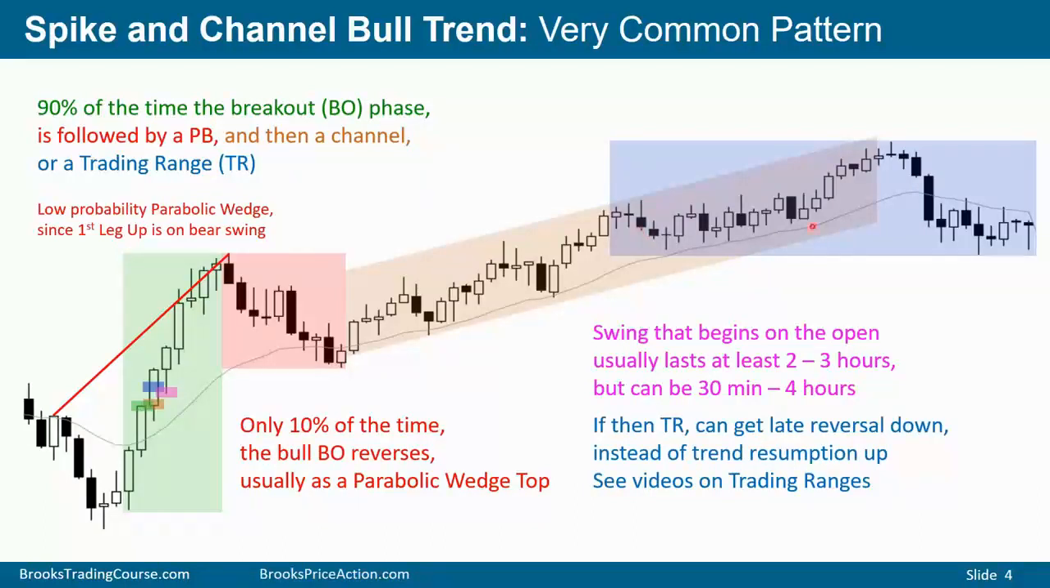Once you start to evolve into a trading range, you can get a late reversal down instead of trend resumption up. I talked about that earlier. Bull breakout, and then a channel, and then it evolves into a trading range. And the trading range has about a 50% chance of trend resumption up versus trend reversal down. I talk about this more in the videos on trading ranges.